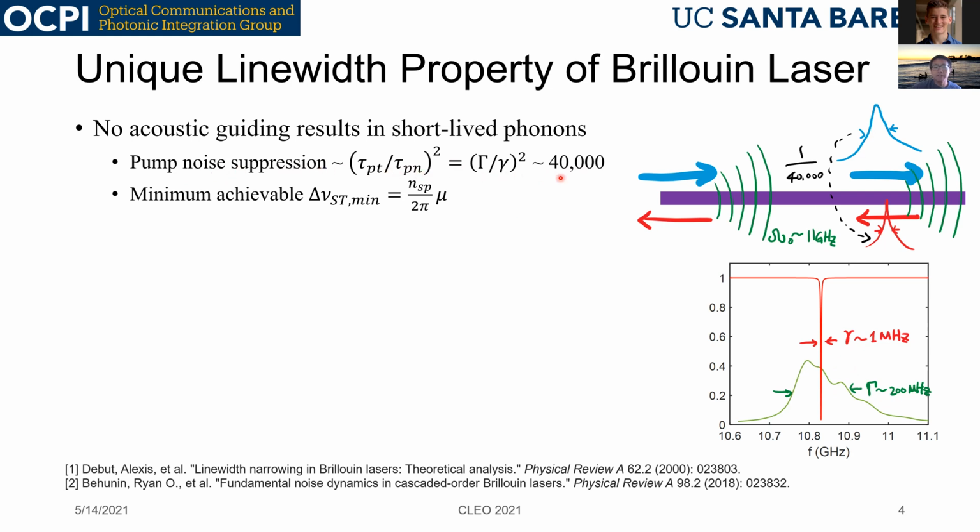That means if the pump laser is not too bad in terms of frequency noise and line width, the pump laser's frequency noise wouldn't transfer much into the Brillouin lasing's frequency noise. And another aspect is that the short phonon lifetime, or in other words, a weak Brillouin gain peak, actually determines the minimum Schawlow-Townes line width we can achieve in this Brillouin lasing emission.